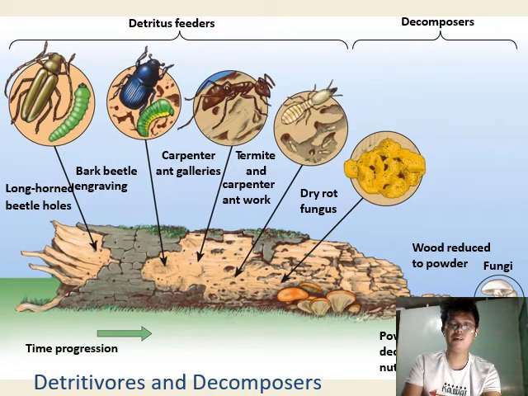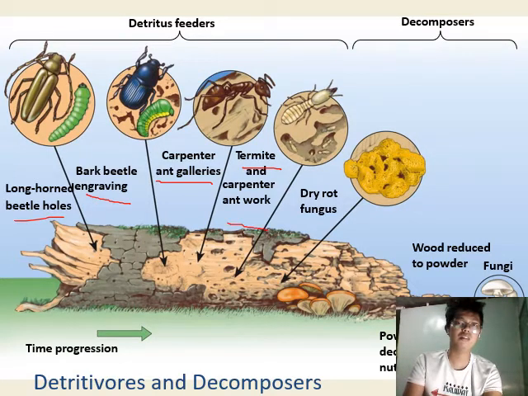It's an illustration of how detritivores and decomposers degrade or decompose a felled trunk of a tree. So what are those detritus feeders? We have these longhorn beetle holes, then bark beetle engraving. Through bark beetle engraving, they chip into this wood or trunk. We also have carpenter ant galleries, then termites and carpenter ant work. So they are chipping into this trunk of wood as well.